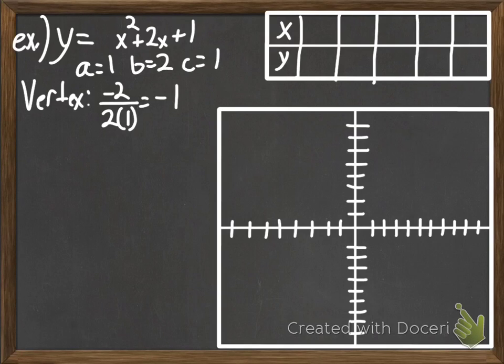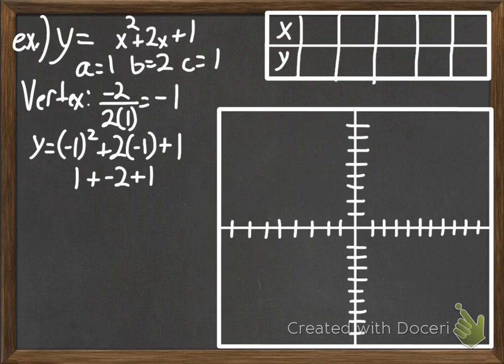We plug that back in to find y, so y equals negative 1 squared, remembering that when we substitute a new number, we always put it in parentheses, plus 2 times negative 1 plus 1. So we get 1 plus negative 2 plus 1, which gives us 0. So we see that our vertex is at negative 1, 0.